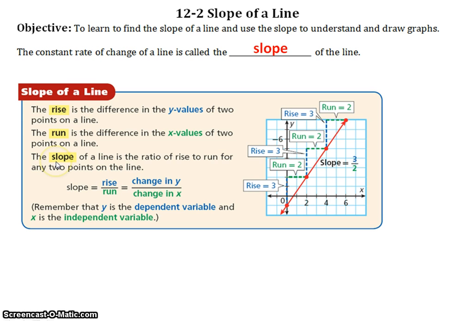Now the slope, we combine. We put both of those together. The slope of the line is a ratio or a fraction of rise to run for any 2 points on the line. So the slope is written as a fraction of rise over run. Rise is the change in y over the run, which is the change in x. Now remember that y is the dependent variable and x is the independent variable.